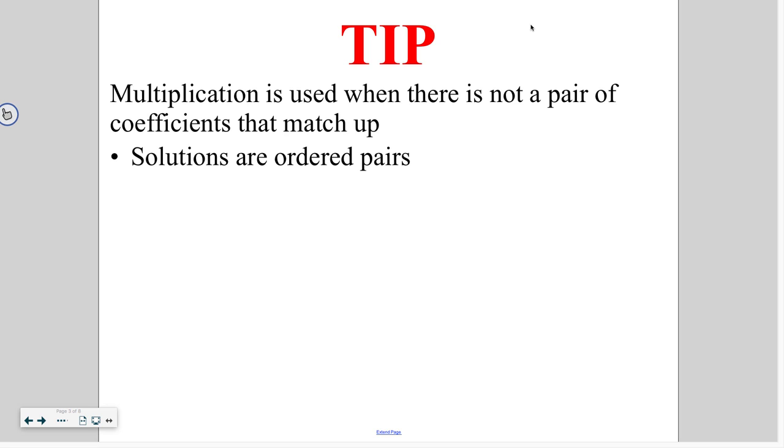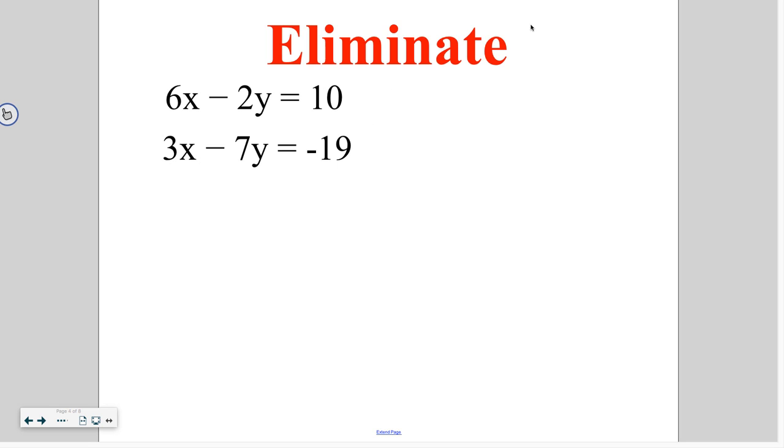The reason that we use multiplication is when there is a pair of coefficients that do not match up. So in yesterday's lesson, we always had two matching variables, whether they were the exact same or one was positive and one was negative. But today they won't match, and we're going to need to use multiplication to help them match. Again, the solution is written as an ordered pair because it is where two lines are intersecting.